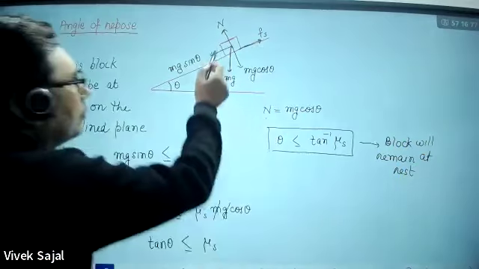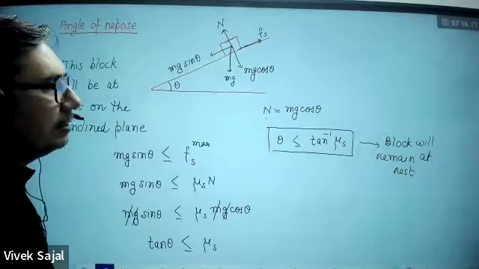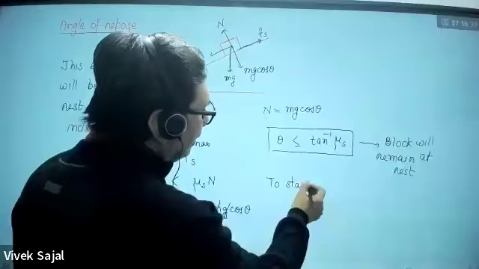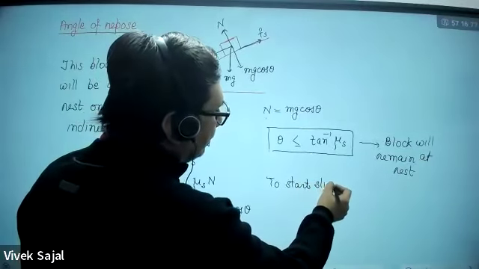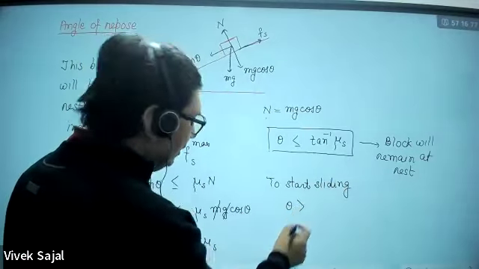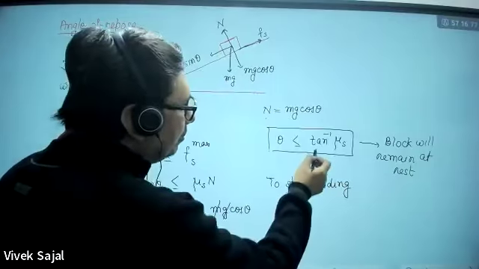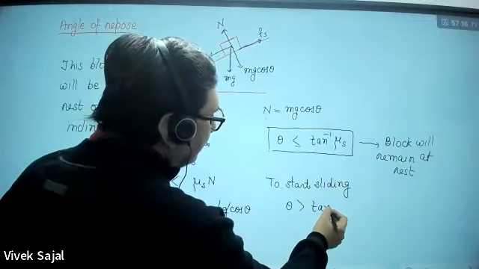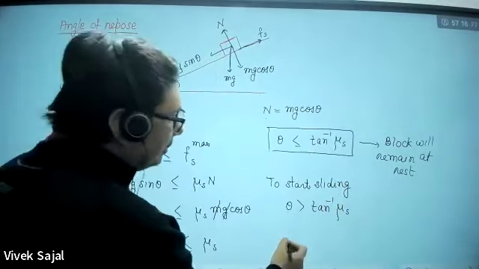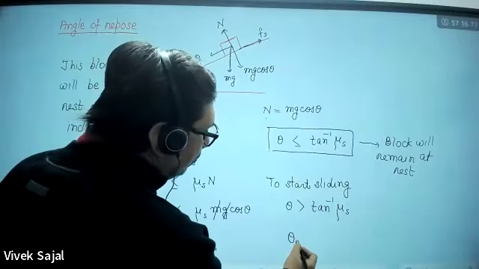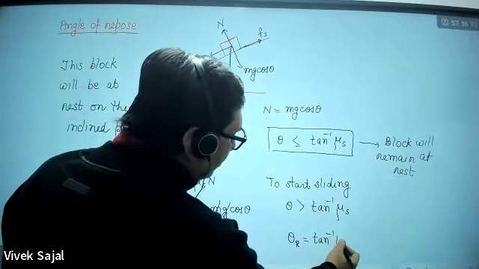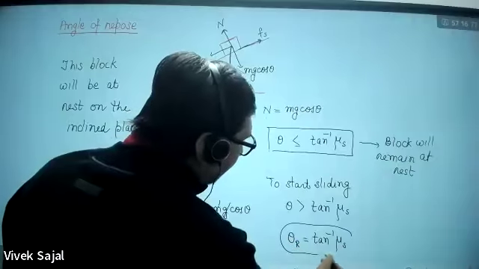So if you want this block to slide in the downward direction, for sliding to start, this theta should be greater than tan inverse mu s. That's why this theta, tan inverse mu s, is called the angle of repose.